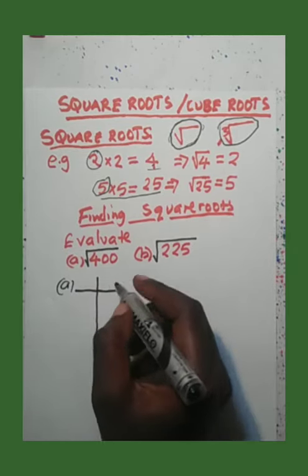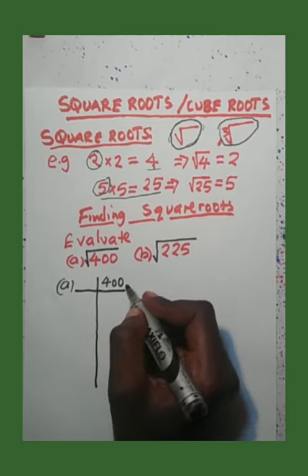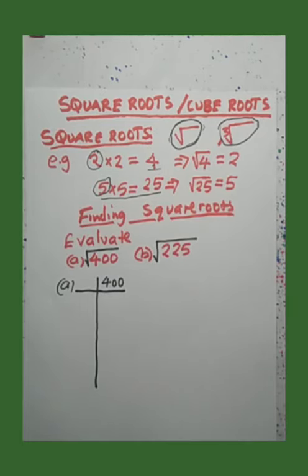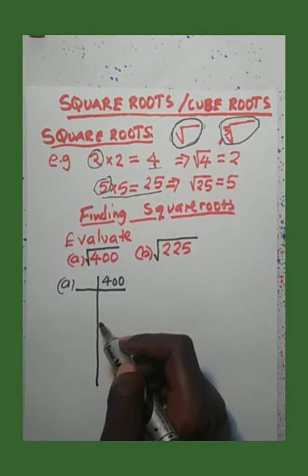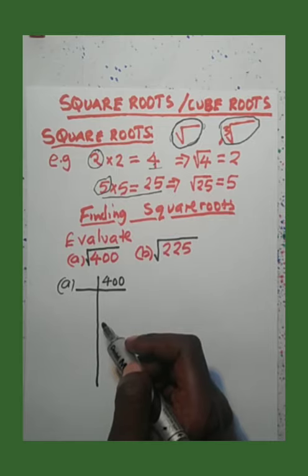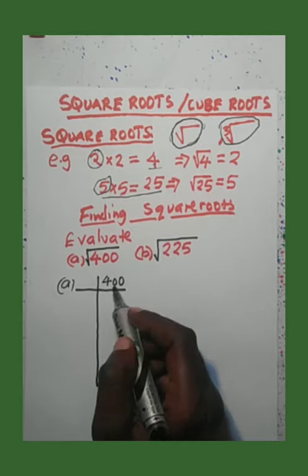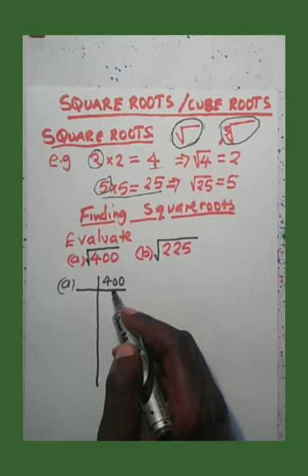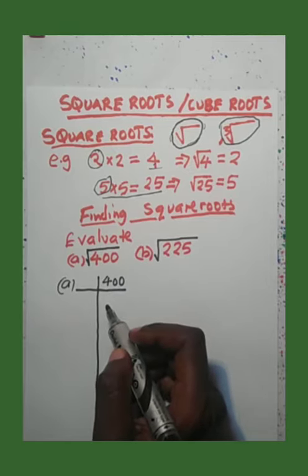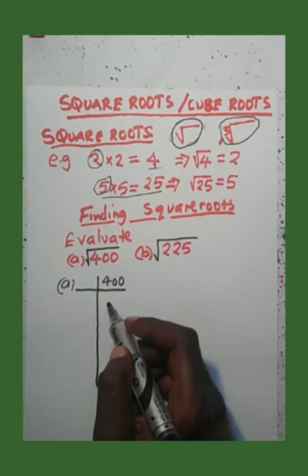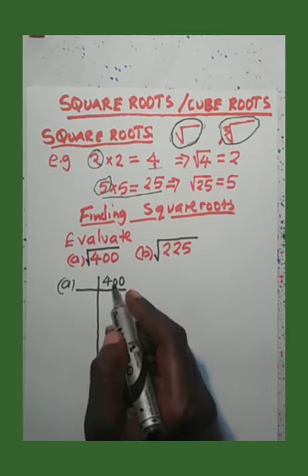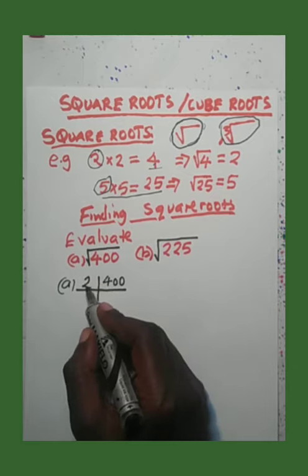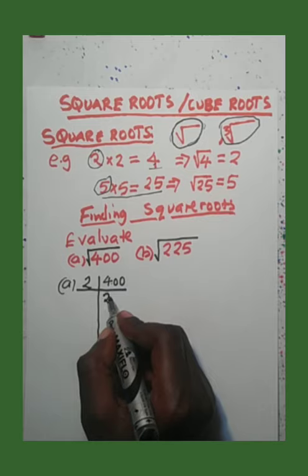I call it a tree. Put your 400 on this side, and then you look for the smallest number that can go into 400. The smallest number, apart from 1 of course, that can go into 400 without leaving any remainder. And usually there are very few numbers that you can try. When you find a question like this, you can try 2, you can try 3, you can try 5. And mostly we talk about prime numbers here. So 2 can go into this number, so we are going to divide 2 into 400, and we are going to have 200 here.